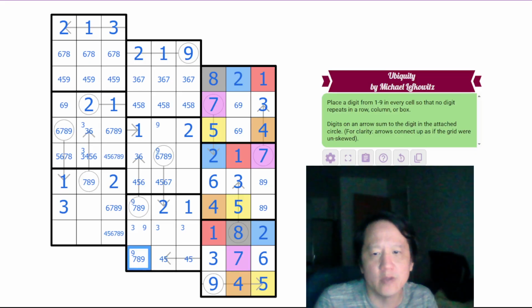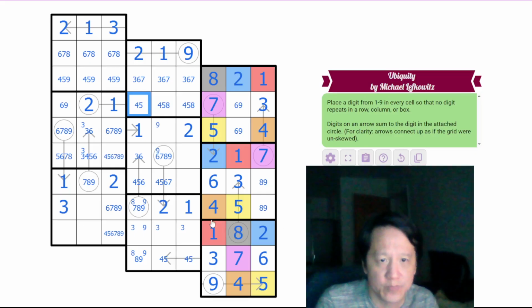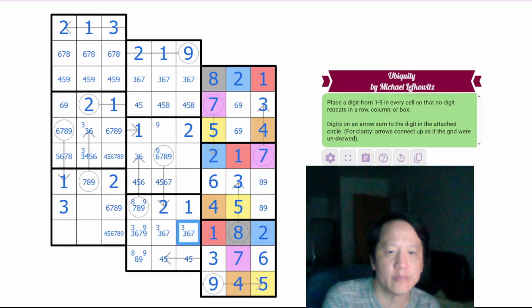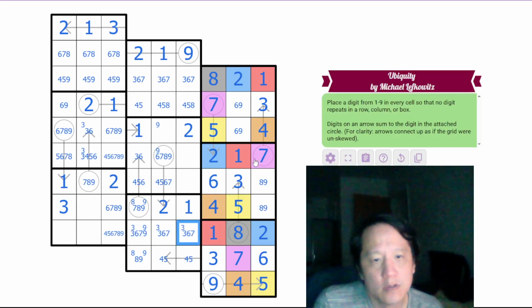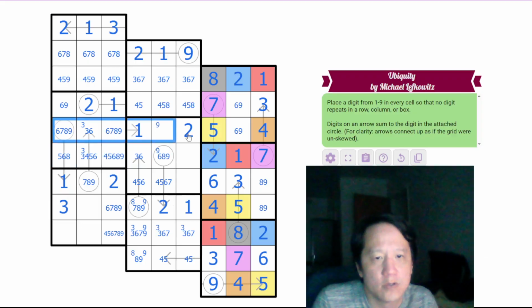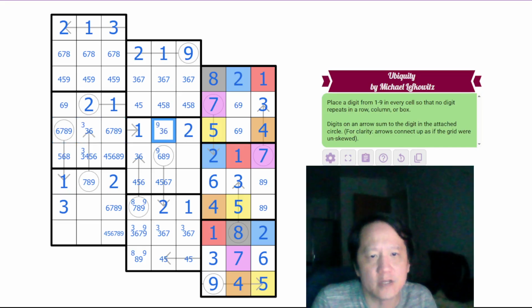6, 7 cannot be here. So this is not 7, this is 8 or 9. 8 is one of these two, which means this cannot be 8 here. Remaining digits of box 8 are 3, 6, 7, and 9. And 9 cannot be here, and 9 cannot be here. 2, 1, and 7 here eliminates 2, 1, and 7 in the rest of the row, so no 7 here, no 7 here. Remaining digits here are 3, 6, 7, 8, and 9.